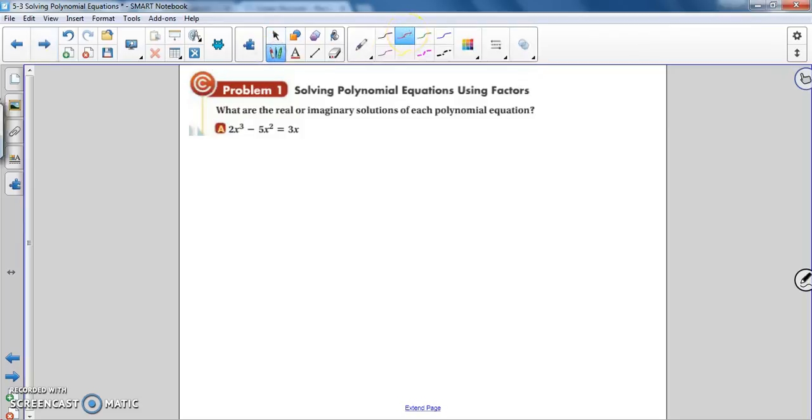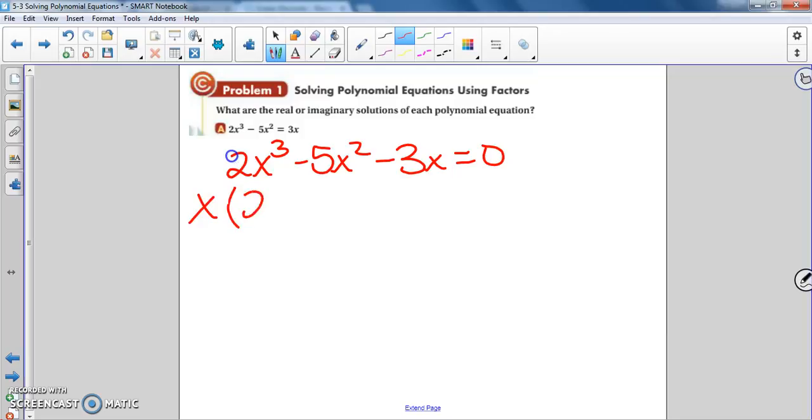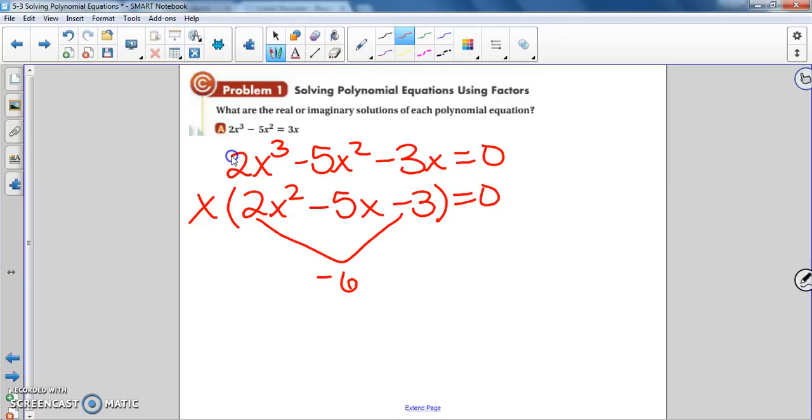I'm first going to make my equation equal to 0. So I subtract 3x from both sides. Now I'm going to take out my GCF of x. So I'm left with x times 2x squared minus 5x minus 3 equals 0. I need to factor negative 6. What multiplies to negative 6 and adds to negative 5? Negative 6 and 1.